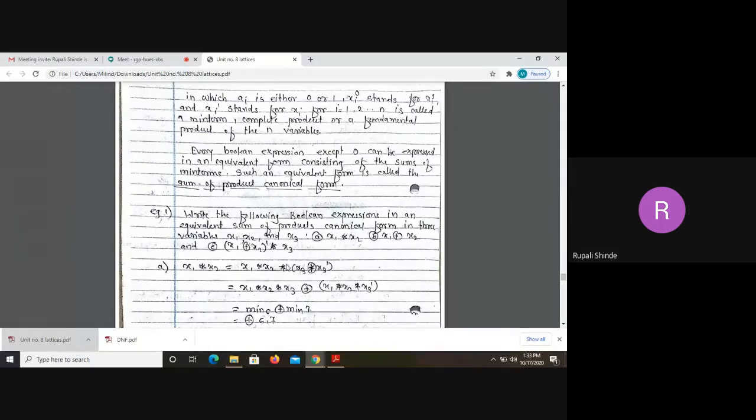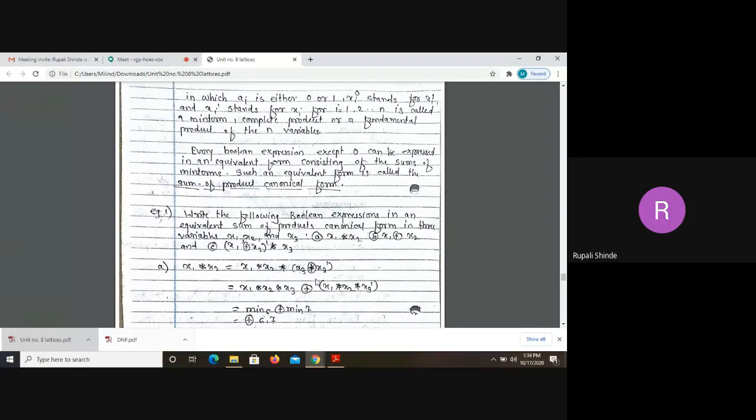So why have we taken this term? Because it is required that every term should consist of three variables, x1, x2 and x3. That's why we have added this term. Now look at this term. Can you tell me whether this term will affect our original formula, x1 star x2? Will this term have any effect? No. Why?